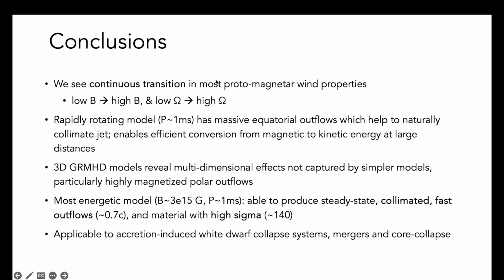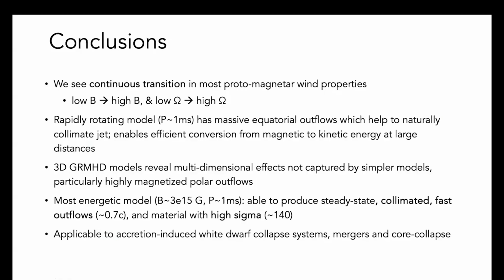And then I'll just come to my conclusions here. So one of the points is that we see a continuous transition across all of our models from low to high magnetization in our outflow properties, and also from low to high rotation rates. And for our most rapidly rotating model, we have massive equatorial outflows, which help to naturally collimate the jet, which has been an issue for previous works.